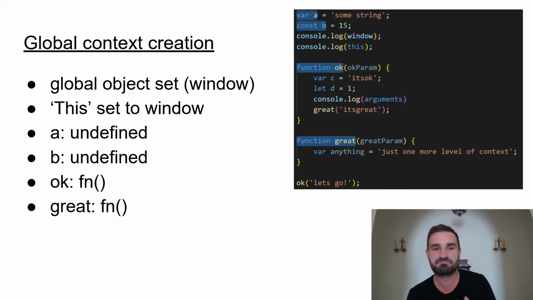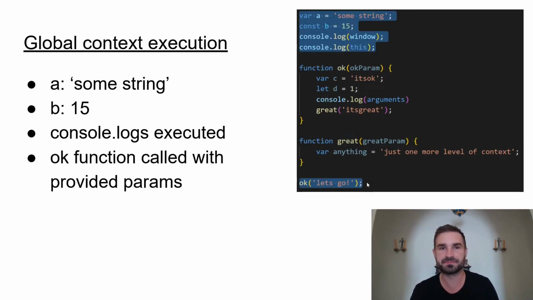So I said earlier the global object was set. The this value, at this point, is set to the window object, the global object. The variables are declared but not assigned any values, and a reference to the functions is made. And that's the global context creation. So the next step, all right, now we're going to execute the global context.